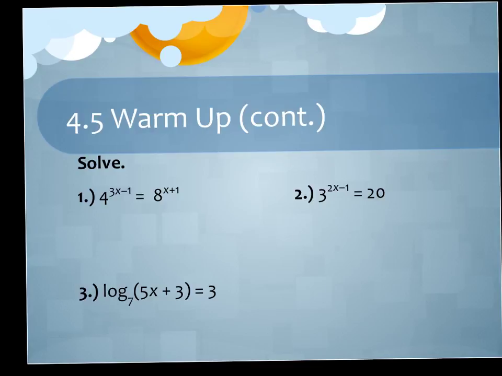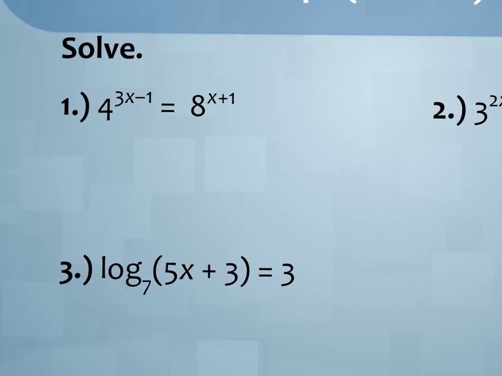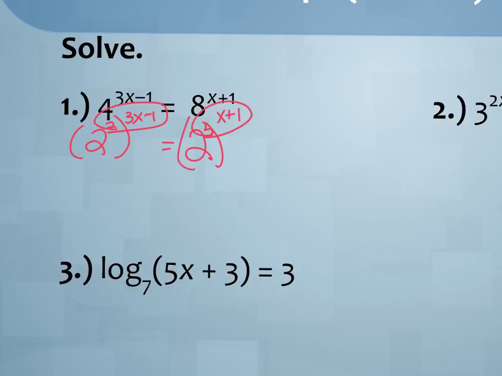So if I look at 1 and 2, 1 is like the first kind, right? Can I rewrite 2 and 8 to have the same base? How? Good. So 4 could be 2 to the second, right? Raised to the 3x minus 1. And then 8 could be 2 to the third, raised to the x plus 1. And then I can take my exponents, which are now the same. I can say that this equals, or the bases, which are now the same, sorry. So I can take the exponents.